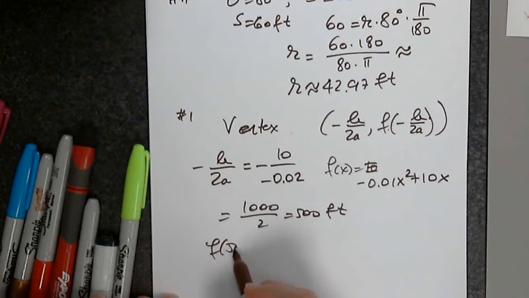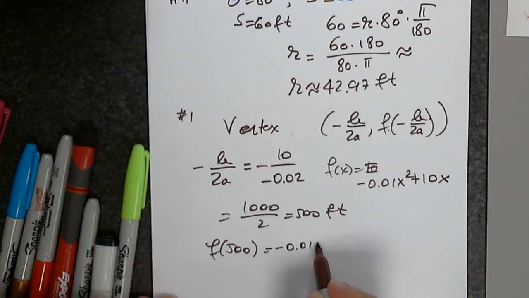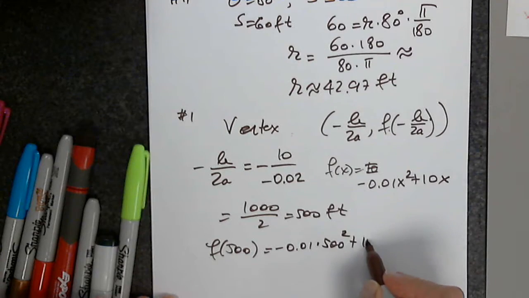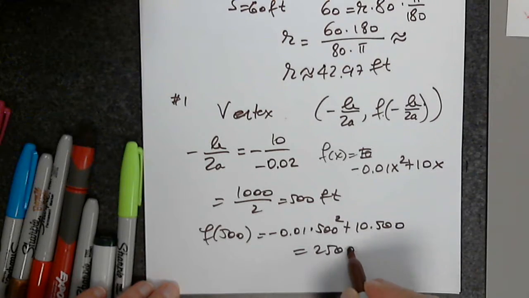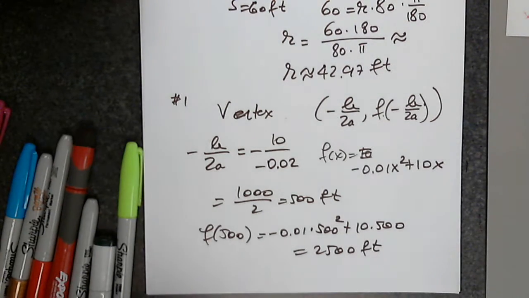So then f of 500 equals negative 0.01 times 500 squared plus 10 times 500. How much was that, Shane? 2,500 feet. So 500 feet, so I throw a ball up in the air 500 feet away from where I'm standing. The ball will reach its maximum height. How much is that maximum height? 2,500 feet. So the horizontal distance till the maximum is 500, but the maximum itself is 2,500.